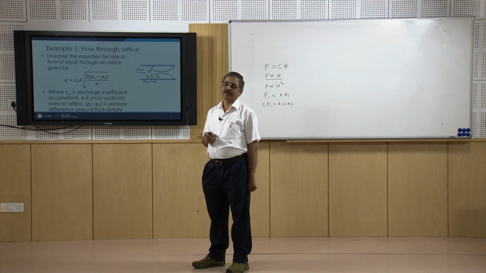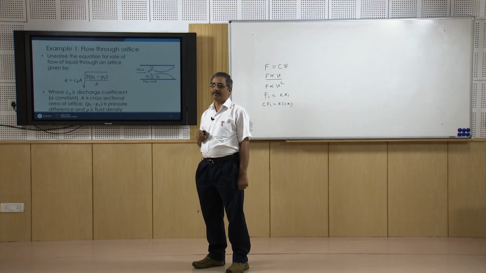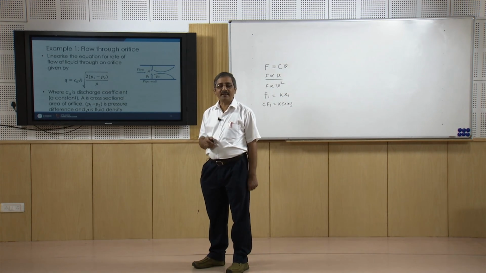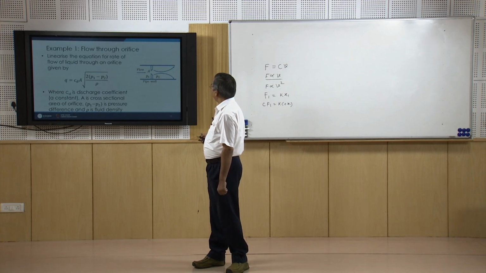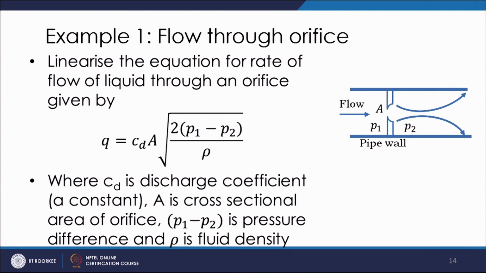Now, let us take a few examples. Here I am going to take two examples. The first is the flow through an orifice, and the second I will be talking about is the thermistor. Now, here we have an orifice, and there is a flow Q taking place through this orifice, and say the cross section area at the orifice is A, and the pressures at the upstream and downstream side are P1 and P2.